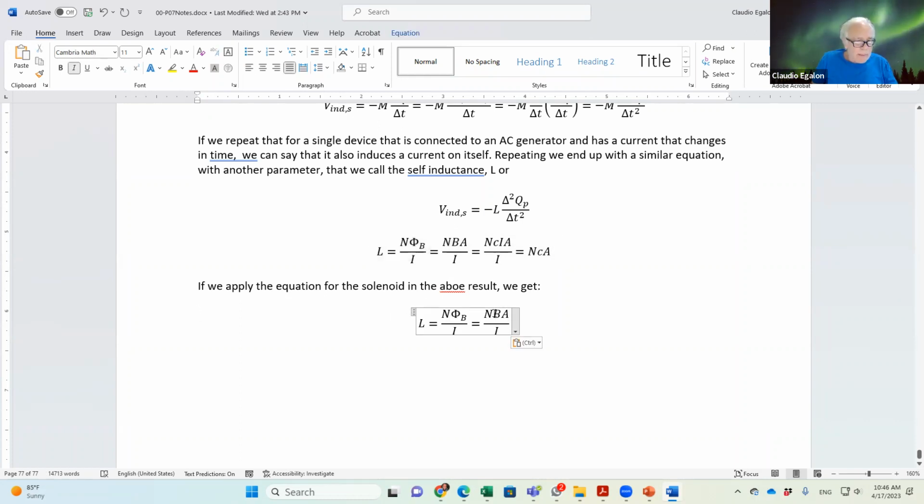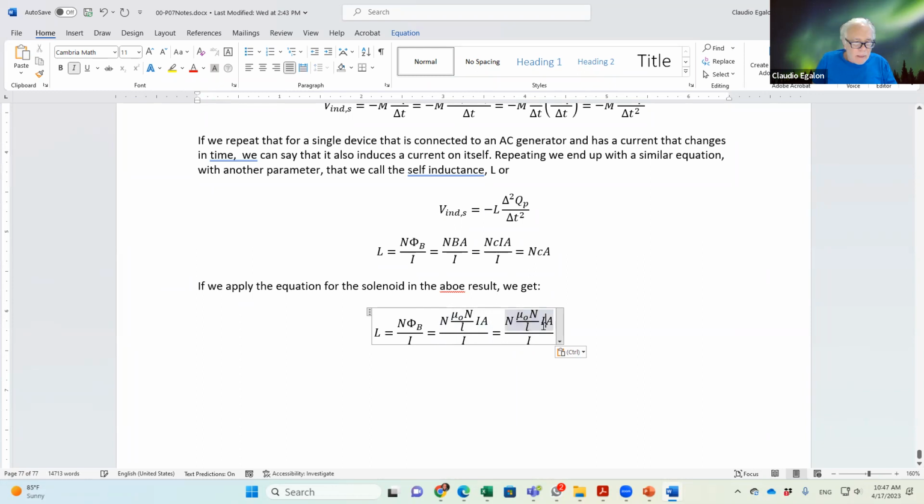The B is going to be what? The B is going to be mu naught times N, divided by L, times what? The current. I'm going to separate them so you can clearly see that what you have here is the magnetic field. Okay, and now what happens to the current? This current here cancels out, right?